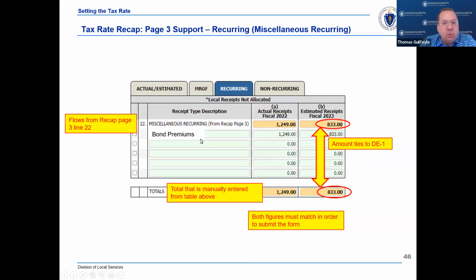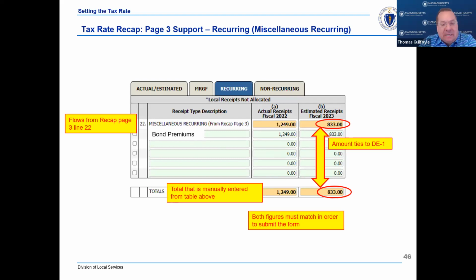A lot of places were leaving this blank because they saw that the total was already on the form and it matched the total at the bottom. So they didn't have to do anything. What we're really looking for is all of the detail in here. Okay, so please give us the detail.